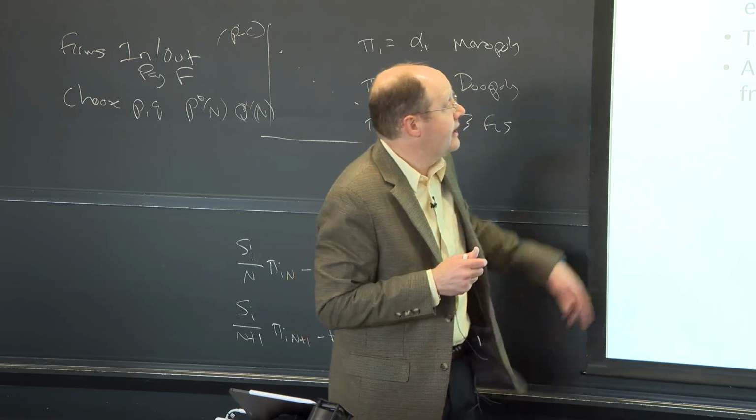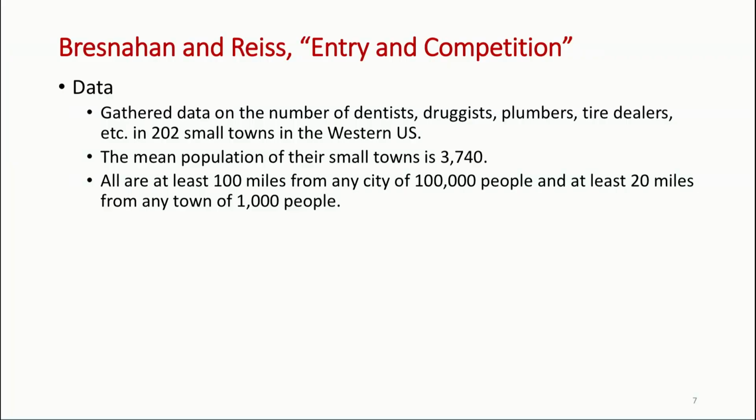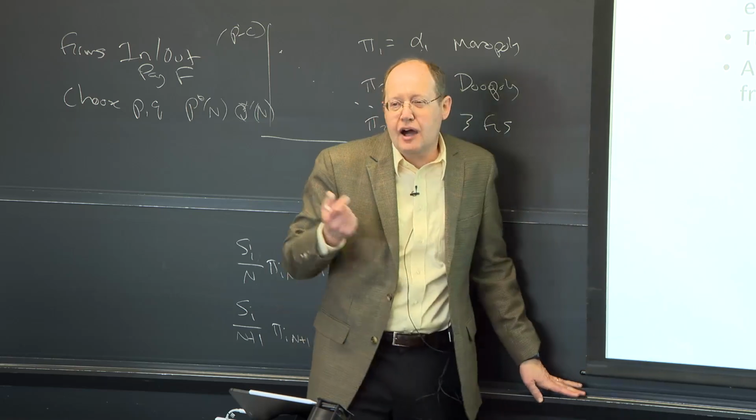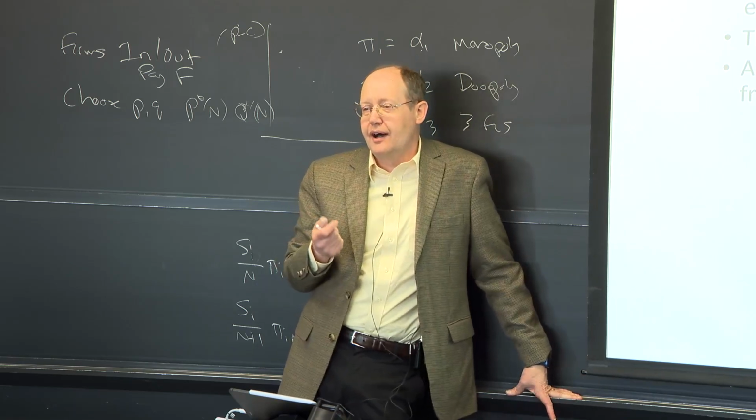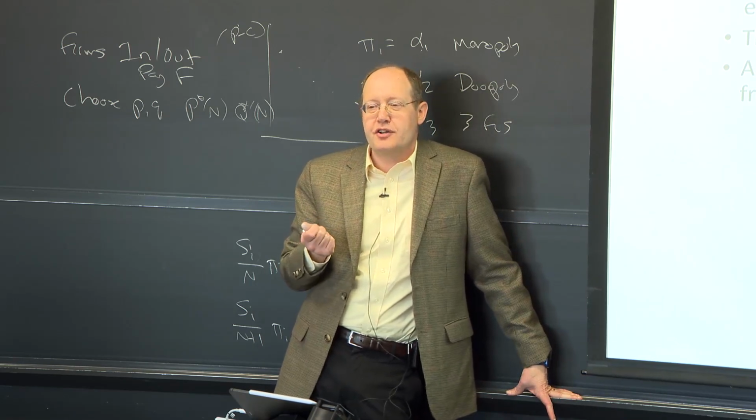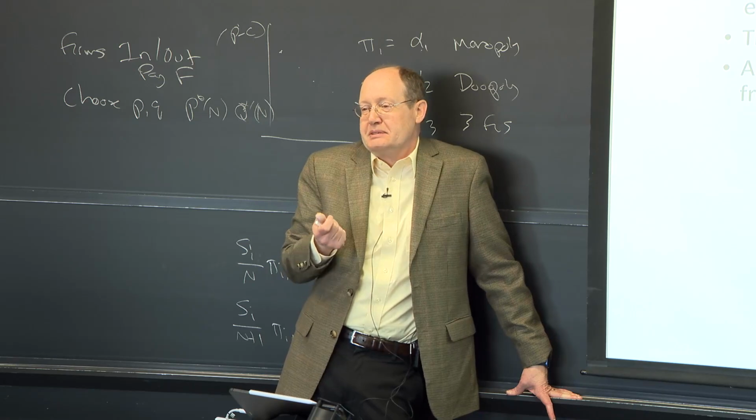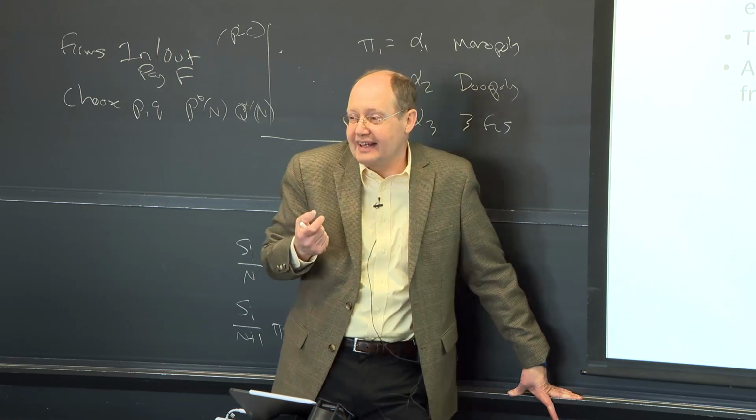Okay, anyway, so the data sample, as I said, they've got data on a whole bunch of businesses gathered from 202 small towns in the western US. These are small places. The mean population is 3,740. And as I said, they're all at least 20 miles away from any place that has 1,000 people in it. Like I went to college with a guy from Wyoming who said he was 90 miles from the nearest movie theater. So there are parts of the United States that are like that.